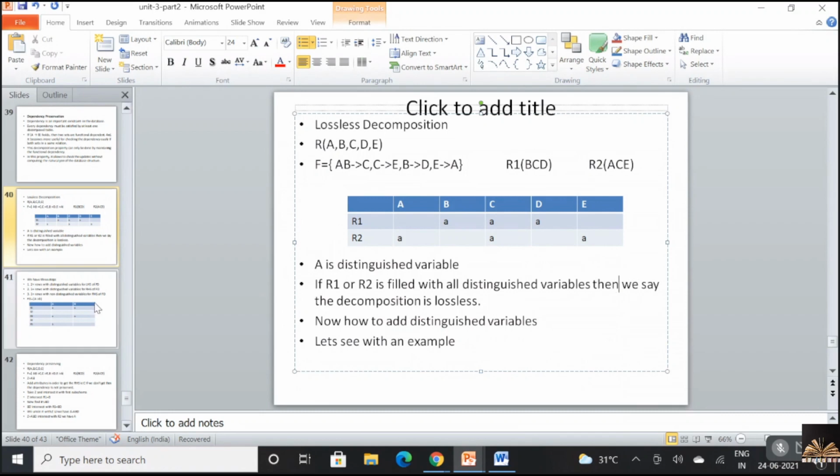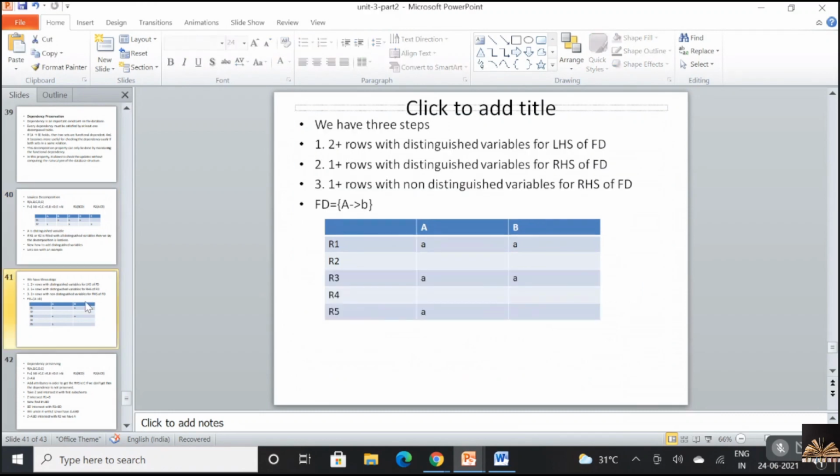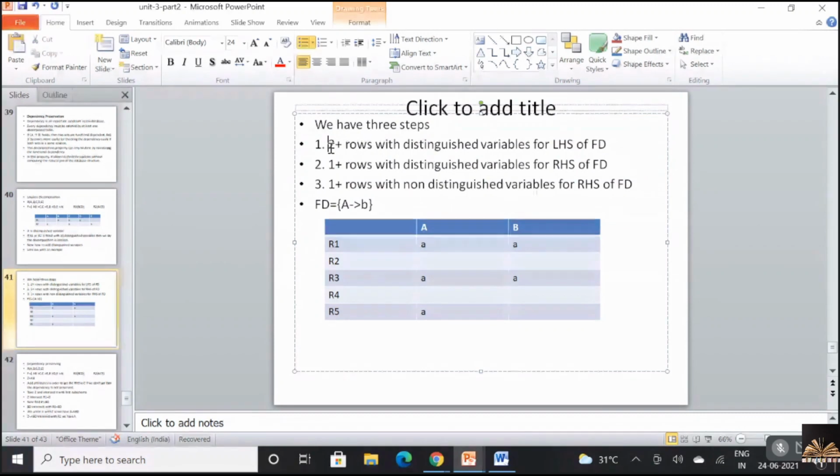Let's work out a small example with 3 rules now. I've got 3 steps here. The first step is quite simple: 2 or more rows with distinguished variables for the LHS of the FD.